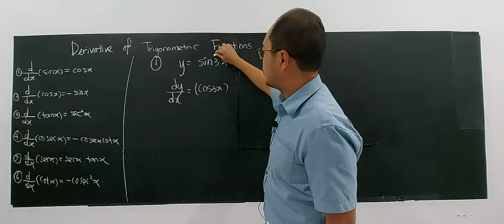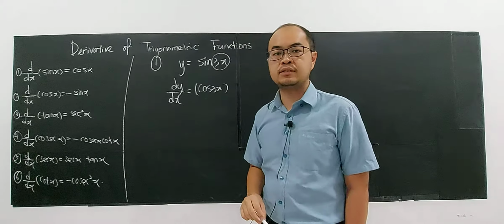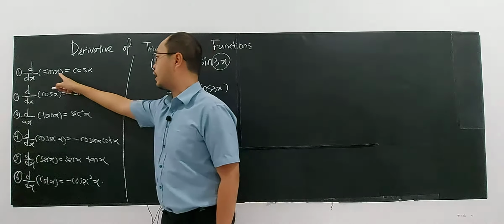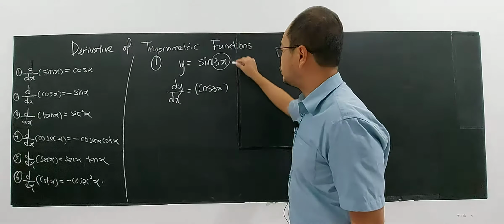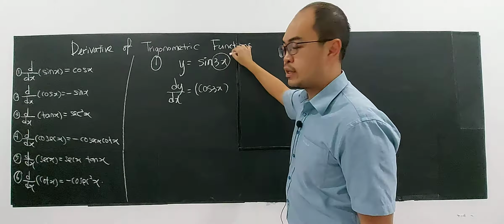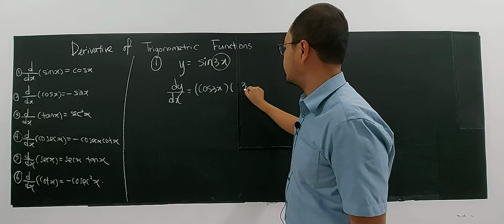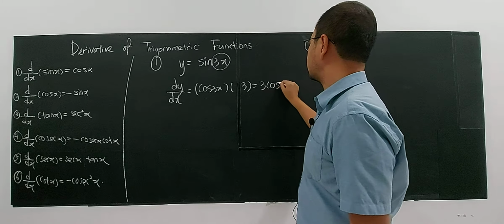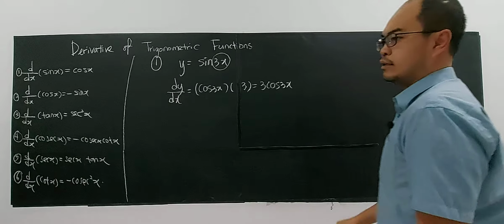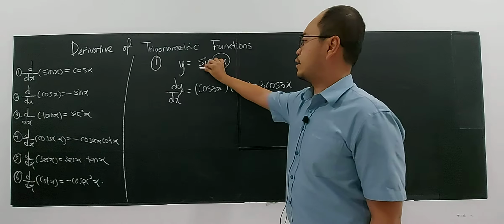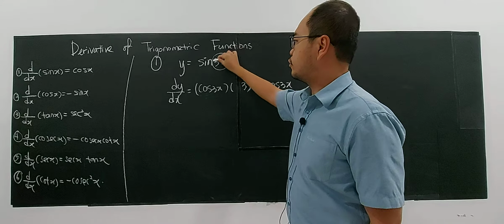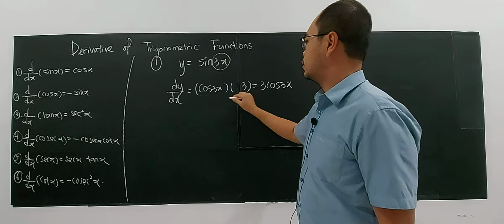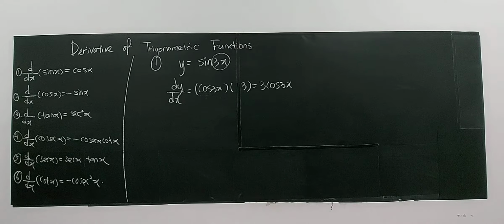But because the function inside here is no longer x, I have to differentiate the function inside, 3x. Differentiate 3x, you will have 3. So the outcome here is 3 cos 3x. You know that when you differentiate sine you get cos, but you have to differentiate the function inside and write the 3 there.